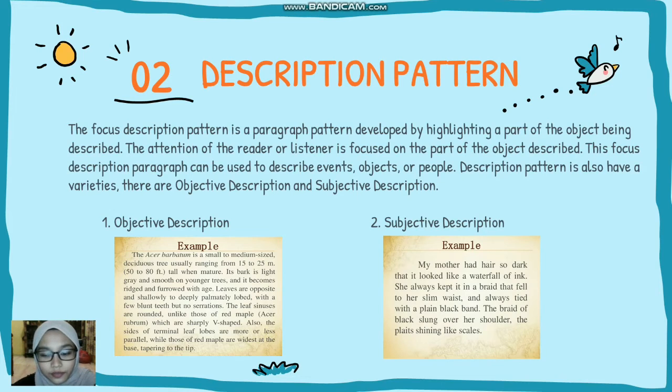This is the example of objective description. The example is about the Acer verbatim. As we know that the text shows facts and science about an Acer verbatim tree, it could be said that the object of the text was the Acer verbatim.